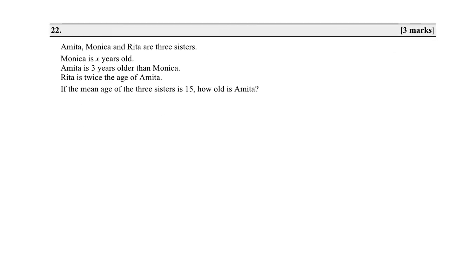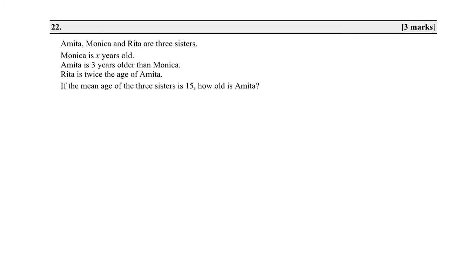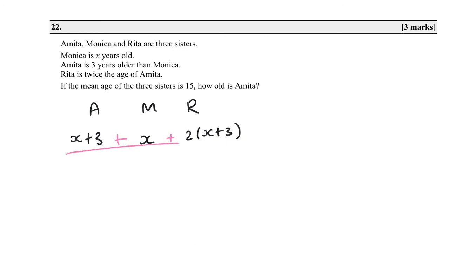Okay, so question 22. Amita, Monica, and Rita are 3 sisters. Monica is X years old. Amita is 3 years older than Monica, so Amita is X plus 3. And Rita is twice the age of Amita, so 2 lots of X plus 3. If the mean age of the 3 sisters is 15, how old is Amita? Okay, so we add them all up, we divide by how many they are, which is 3, and this equals 15. So if we multiply both sides by 3, we know X plus X plus 3 plus 2 lots of X plus 3 equals 45.